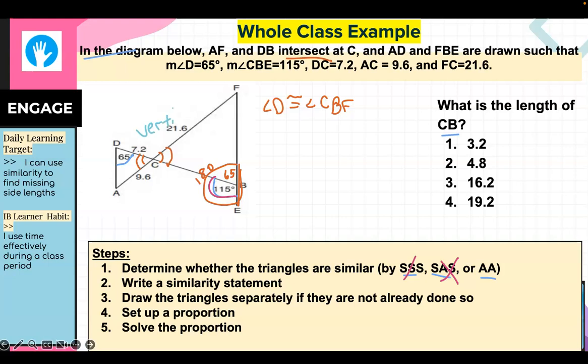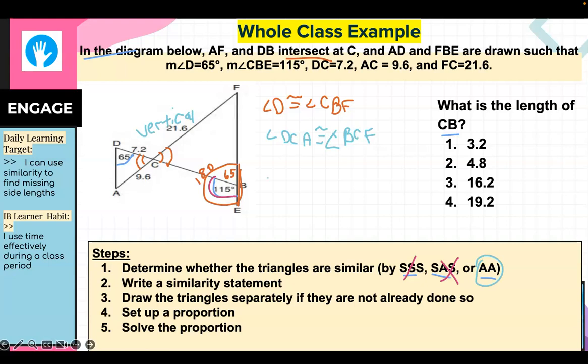So we can say angle DCA is congruent to angle BCF. Sorry for my lag in the annotation. So now we just proved that two triangles are similar by angle, angle.